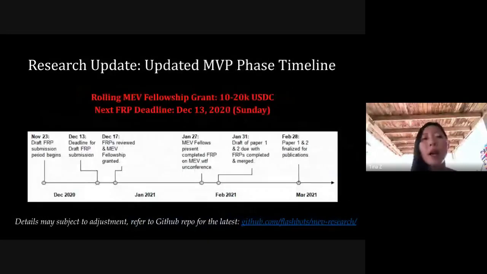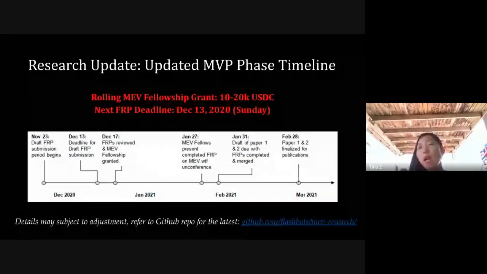Sorry, yeah, here. A quick update on the timeline. Once again, our MEV research timeline during the MVP phase, which exits in Q1 next year, is pretty clear here, and we have so far been sticking to the deadlines. Our deadline for the draft FRP submission was this past Sunday, and as we mentioned, 5 FRPs were received, and they're being reviewed and commented.